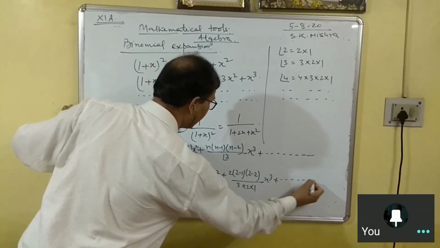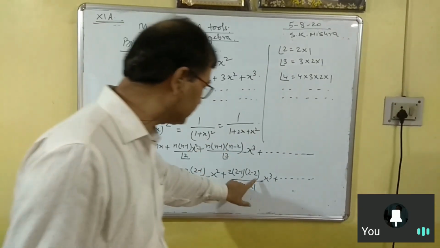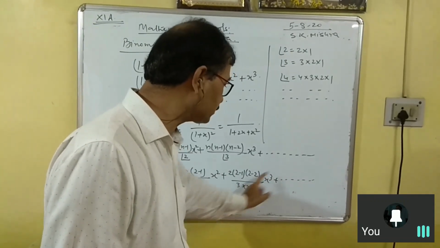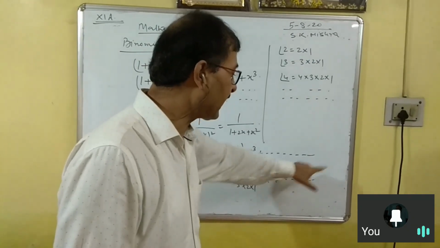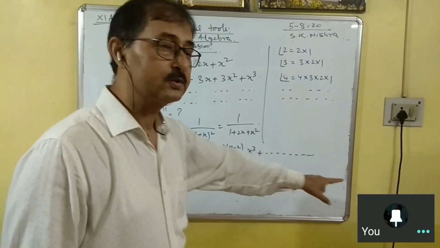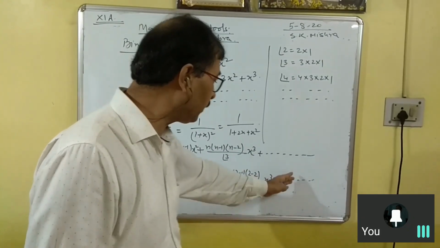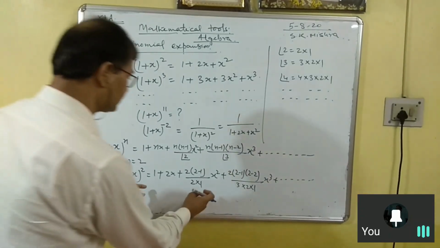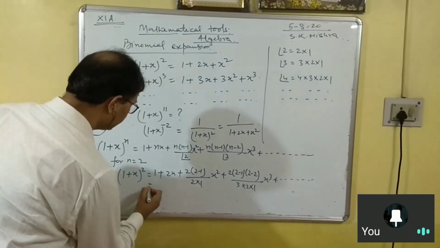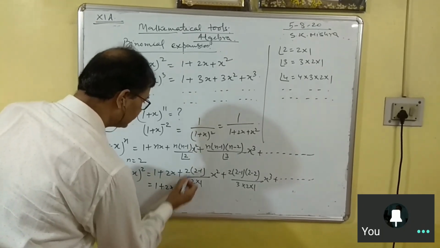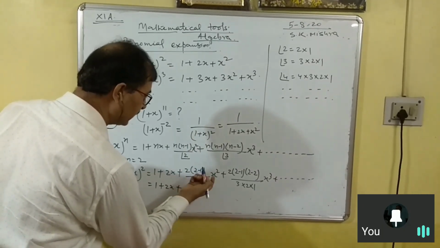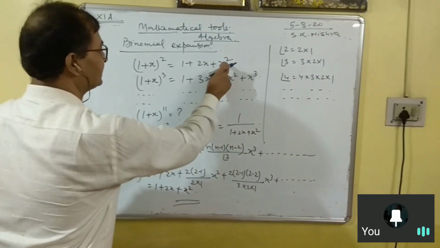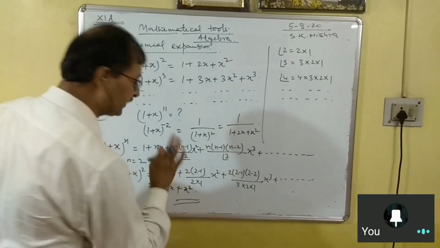Actually, the higher power terms need not be written because 2 minus 2 is 0, so this whole term becomes 0. Similarly, in the next term, again 2 minus 2 will come, so that also will be 0. So the terms containing higher powers like x to the 3, 4, 5, 6 all will be 0. So you have only the first 3 terms. So what is this? 1 plus 2x plus, see, this 2 and 2 will cancel out, 2 minus 1 is 1 only, so only x square. So are you getting the same formula? 1 plus 2x plus x square? Yes, 1 plus 2x plus x square.